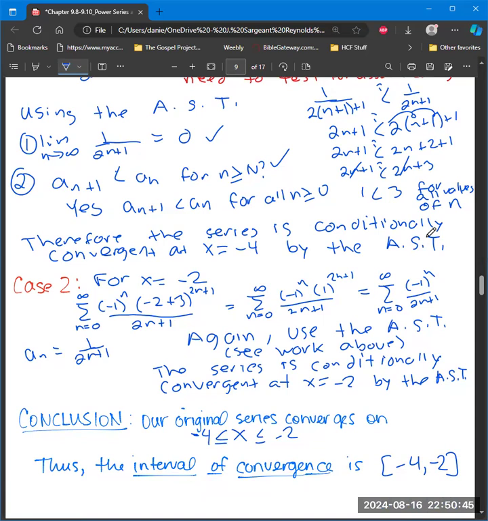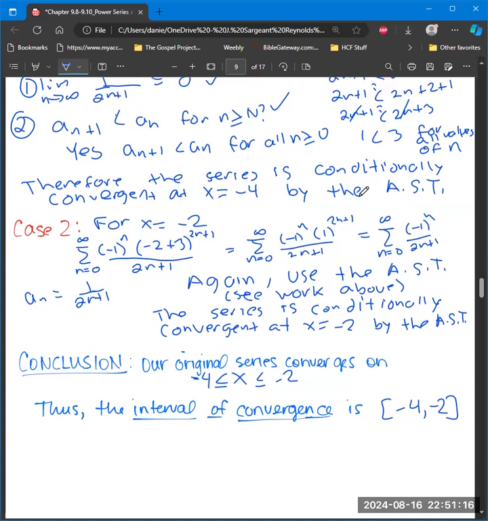That's basically the same series as up here, even though the sign changer is a little bit different. It's also an alternating series with a_n of 1 over 2n plus 1. So again, we use the alternating series test, see the work above, and the series will be conditionally convergent at x equals -2 by the alternating series test. I don't need to do the same work all over again when I just did it. Just refer back up here and say it's the same work.